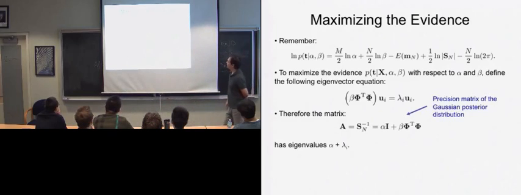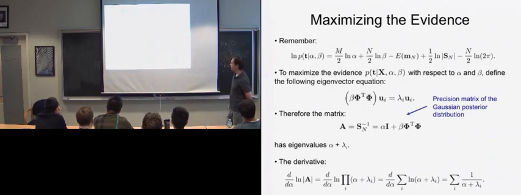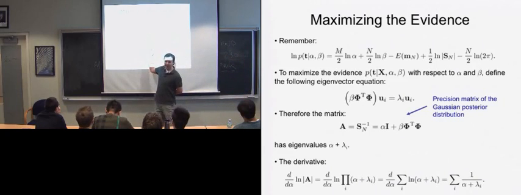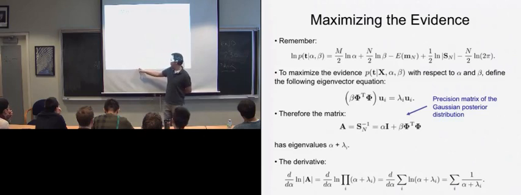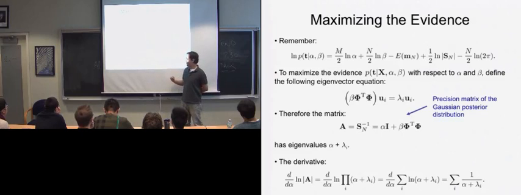So this is just the precision matrix of the Gaussian posterior. Now, the reason why I'm playing with these eigenvalues, the eigenvalue decomposition, is because I need to differentiate the log of the determinant of the matrix. And as you know, the log of the determinant is the log of the product of the eigenvalues. If I take the log, it's going to be the sum of the log of the eigenvalues. So now I can differentiate with respect to parameter alpha.